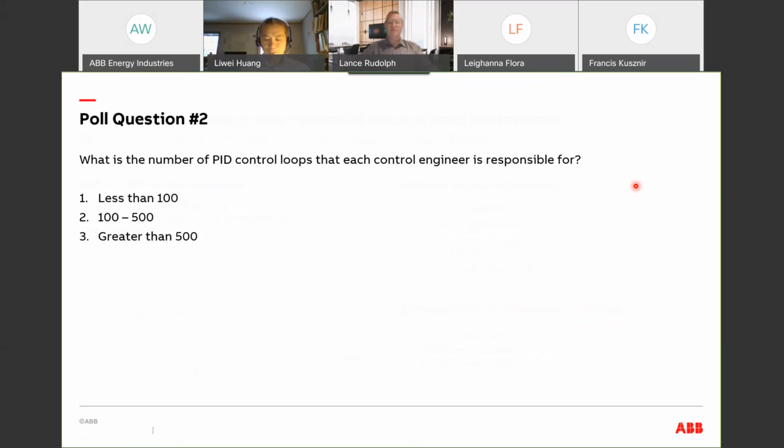So at this point, I would like to open up for another poll question. The question is, what is the number of PID control loops that each control engineer is responsible for? You have a choice of less than 100, between 100 and 500, or greater than 500. Again, I'll give you a few seconds to answer the question, please. And we'll go on from there after the poll is closed.